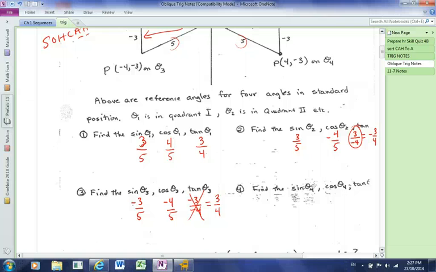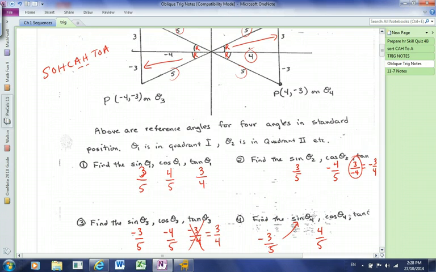Strange. And then over in the other one, the sine is negative 3 over 5. The cosine is positive 4 over 5. Let's just take a look at that. See, the adjacent is positive. And the tangent is negative 3 over 4, and that's negative. Okay.